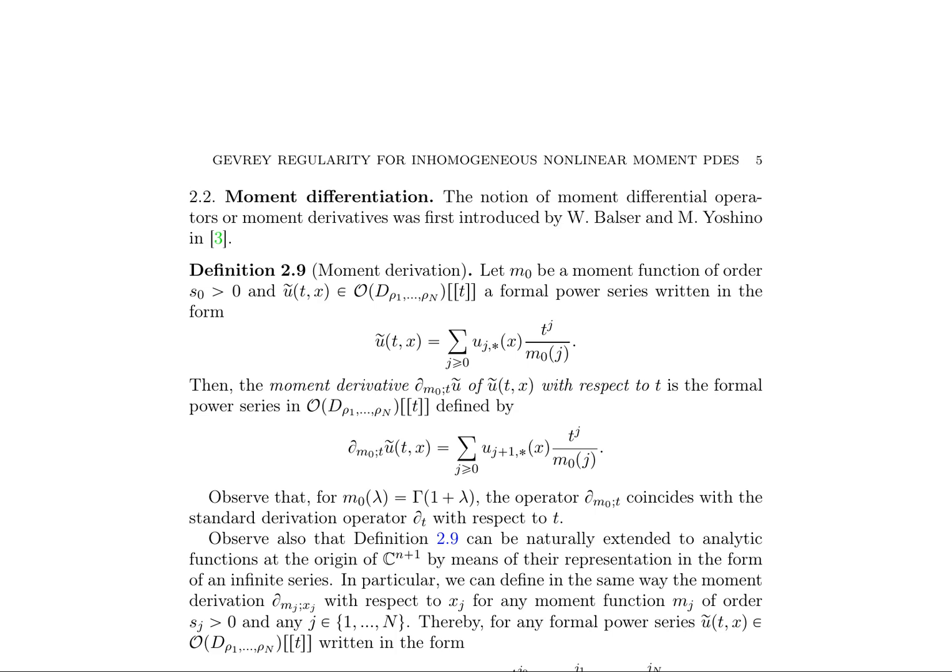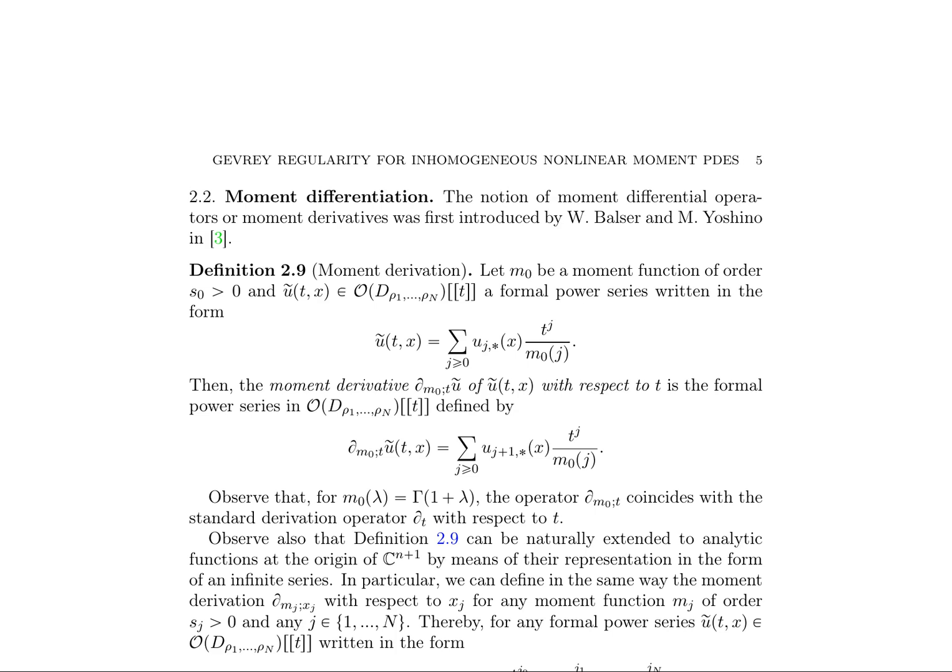The concept of moment differential operators, or moment derivatives, was first introduced by W. Balser and M. Yoshino. A moment function m0 of order s0 greater than or equal to 0 is defined as a formal power series in O(D(ρ1,...,ρn))[[t]], with m0(p, λ) = Γ(1 + λ). The moment derivative ∂m0,t of m0 with respect to t is also a formal power series, where ∂m0,t coincides with the standard derivation operator ∂t when m0(p, λ) = Γ(1 + λ).